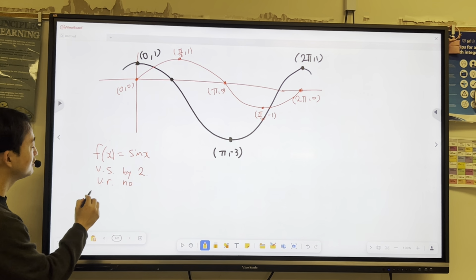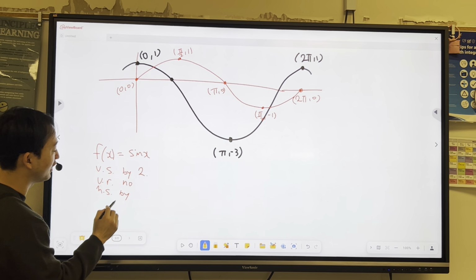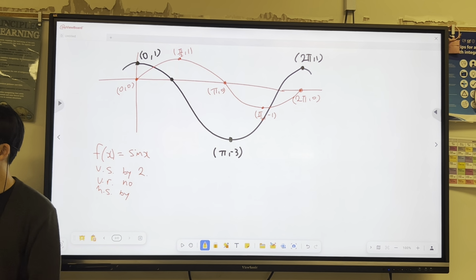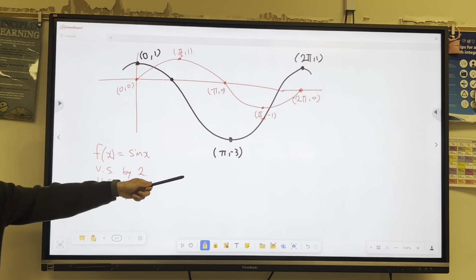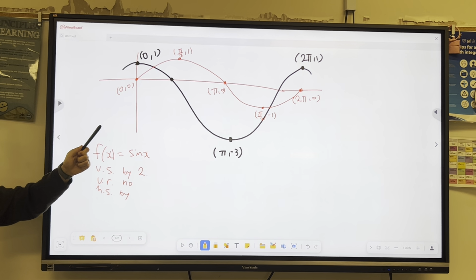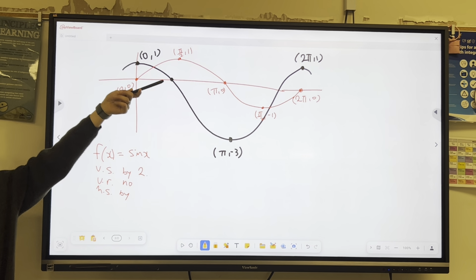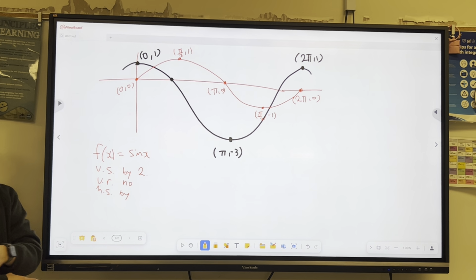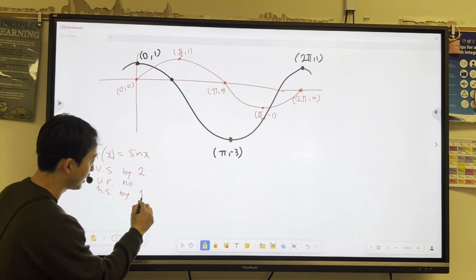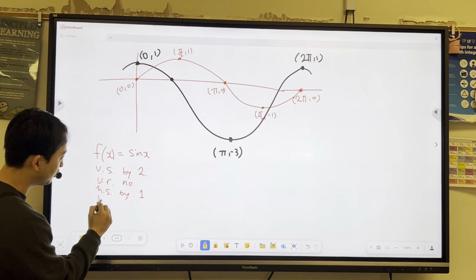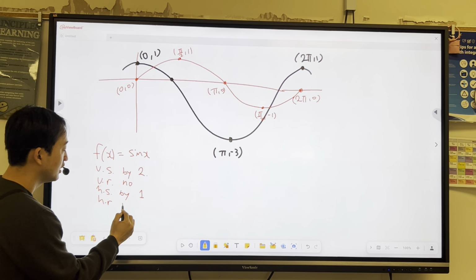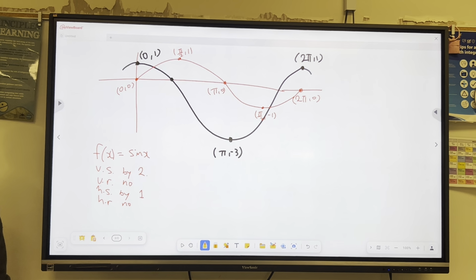What about the horizontal stretch? Is there a horizontal stretch in this crime scene? The red graph has a period of 2 pi. It takes 2 pi to complete one cycle. What about the black one? The black one also takes 2 pi to complete one cycle. In other words, there's no horizontal stretch, so we can say a horizontal stretch by 1. Stretching by 1 means nothing has happened. And the horizontal reflection, also, you could say yes, but just say no.